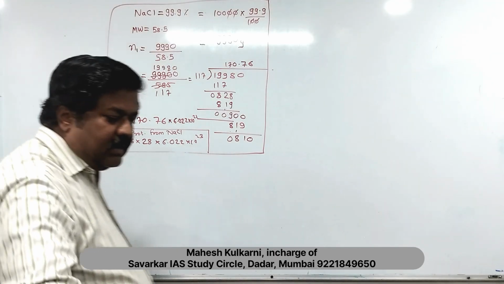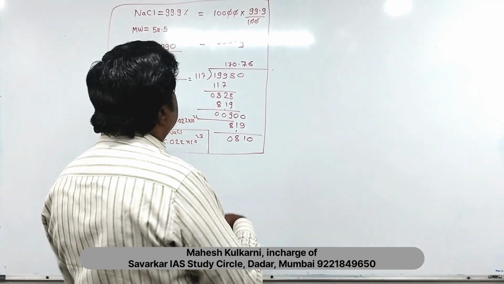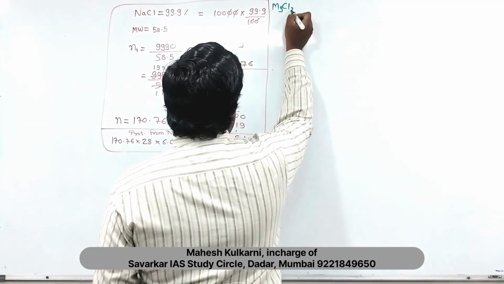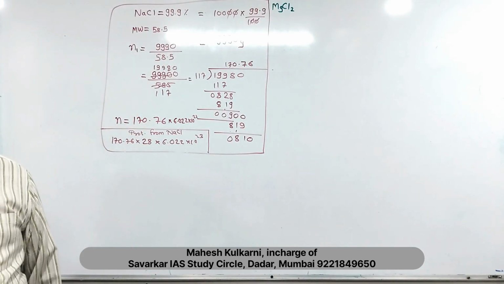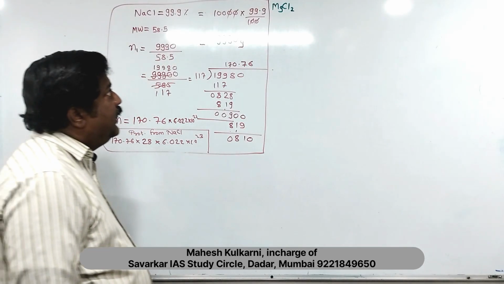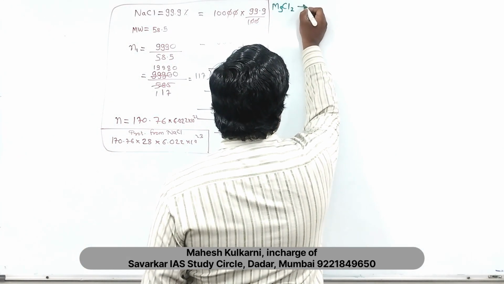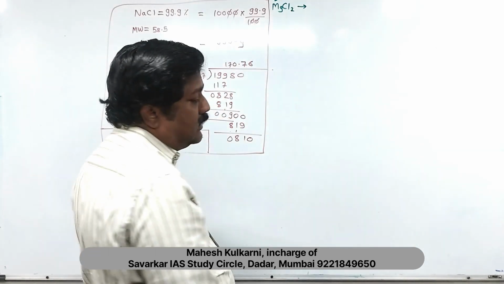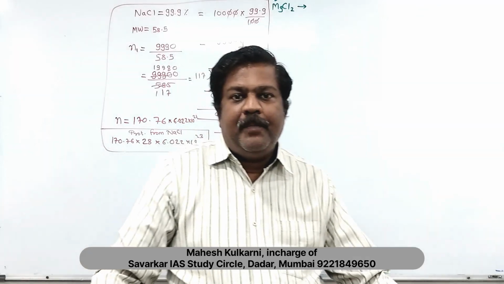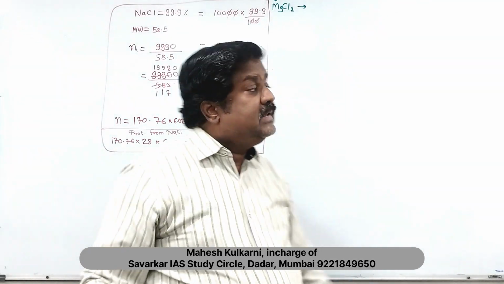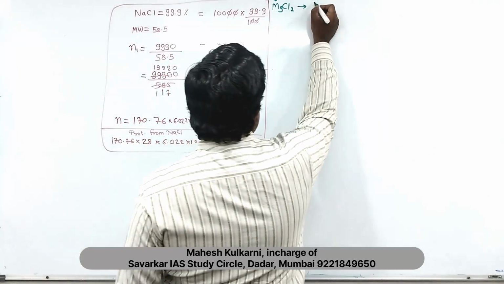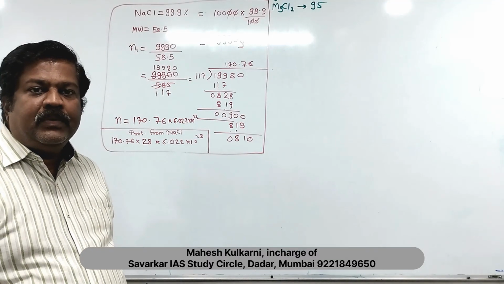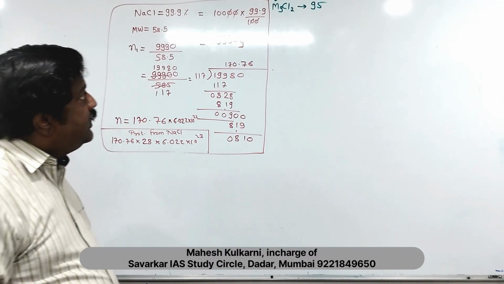Now let us start calculation for magnesium chloride. Now formula of magnesium chloride is MgCl2. So molecular weight, magnesium is having atomic weight 24. So Cl2, that is 35.5 into 2, 71. 71 plus 24, that will be 95. So this way we can calculate molecular weight.